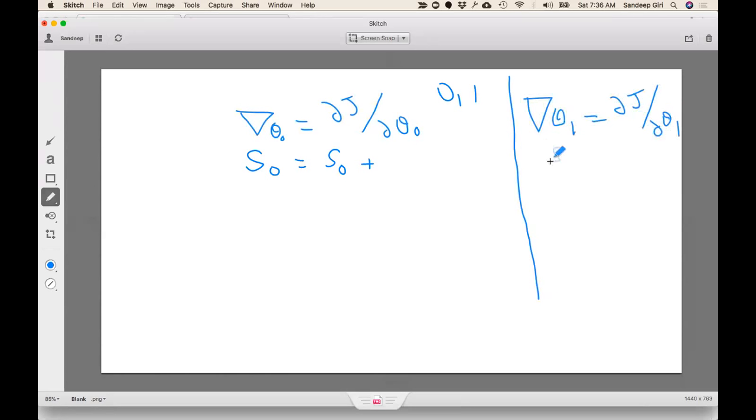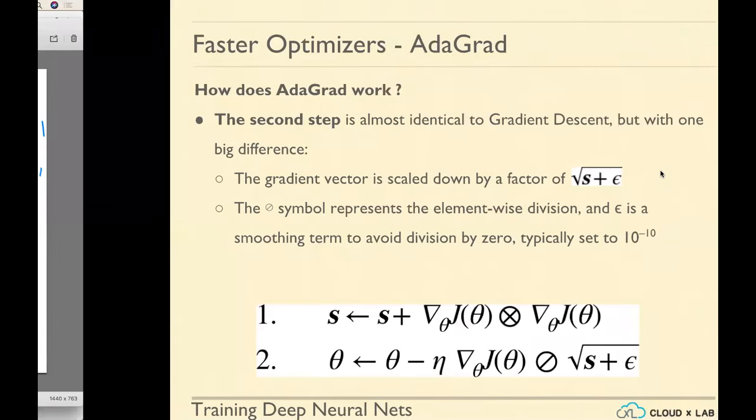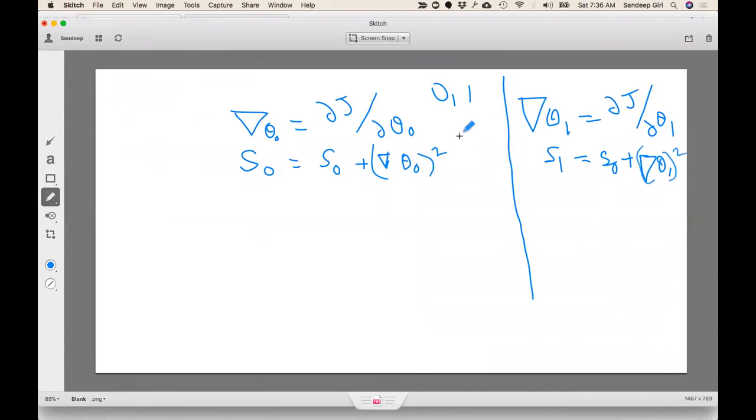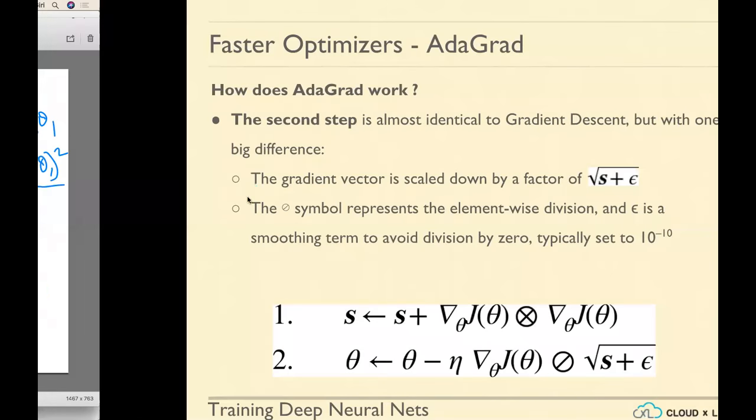At the same time, we'll be having s1 equals the previous value of s1 plus the square of this, whatever value it is. Since it will be a single value, whether it could be negative or positive, this factor will always be positive. The next step is the computation of theta.